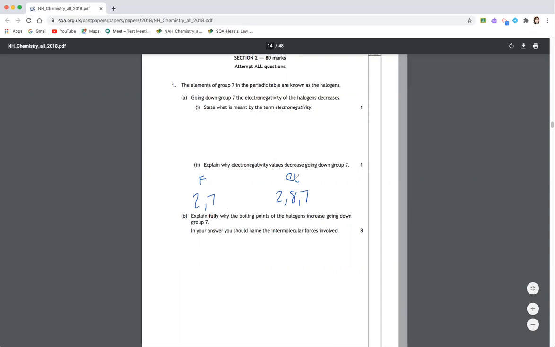So if you've got more occupied energy levels, then you're going to have an increased shielding effect of the nuclear charge. If you imagine the positive nuclear charge is in here, that positive charge has got 2 layers of electrons between it and the bonding electron layer, whereas in fluorine the nuclear charge only has 1 other layer of electrons. So the reason that electronegativity values decrease is because of an increased shielding effect. The nuclear charge is less attractive to any bonding electrons because it's being more shielded.